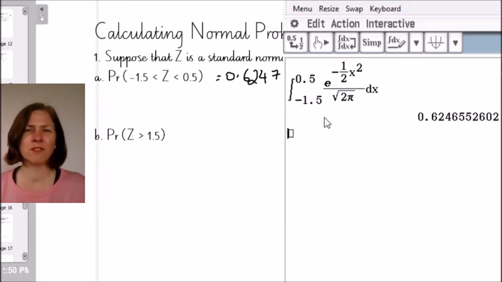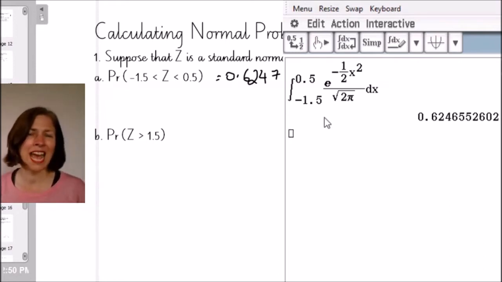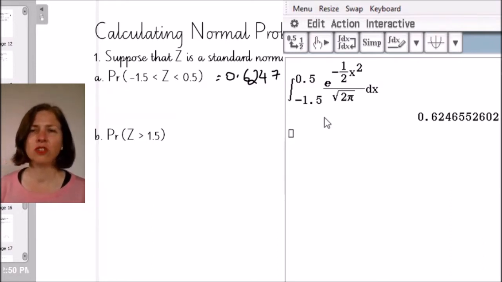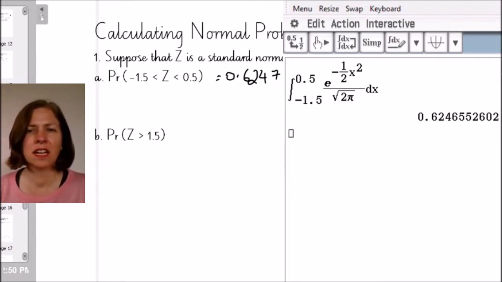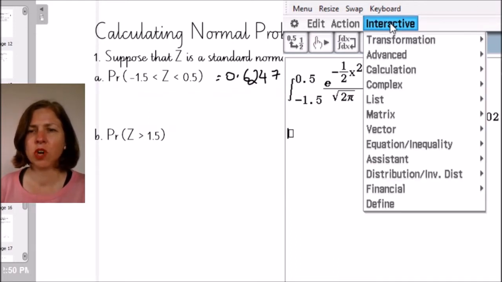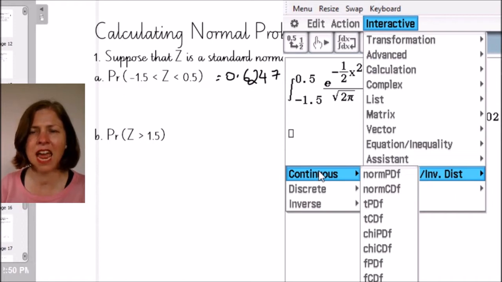Of course, what you don't want to have to do is enter in the formula every time. Because the normal distribution and the standard normal distribution are used so frequently, your CAS is ready for that. So what we're going to do is look at how to do that in our CAS without needing to enter formulas. It's very straightforward. We go to interactive, we go down to distribution. It's all very predictable. Normal. Is it discrete or continuous? It's continuous. And there it is.